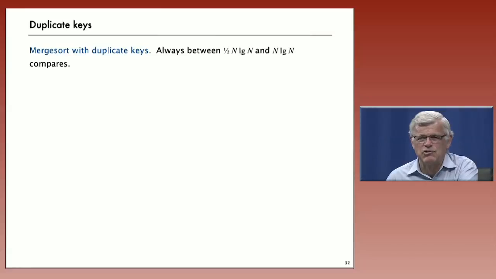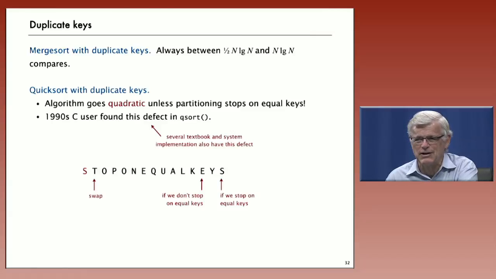So merge sort, it doesn't matter that much what the key values are like. Actually, we can show that merge sort always uses between 1/2 n log n and n log n compares.